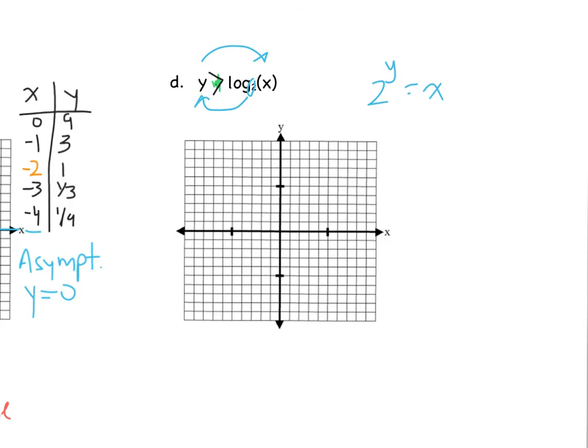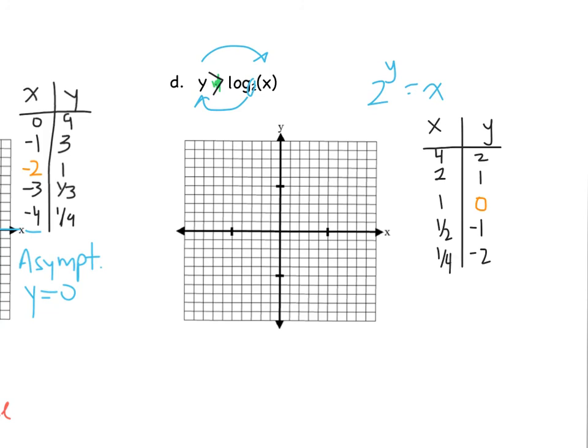We do it the same way, except now we're going to plug in for y instead of x. So I choose a value of y that makes the power 0, and I choose values that surround it: 1, 2, -1, -2. When y is 0, we get x to be 1. When y is 1, we get x to be 2. When y is 2, we get x to be 4. When y is -1, we get x to be 1/2. And when y is -2, we get x to be 1/4.